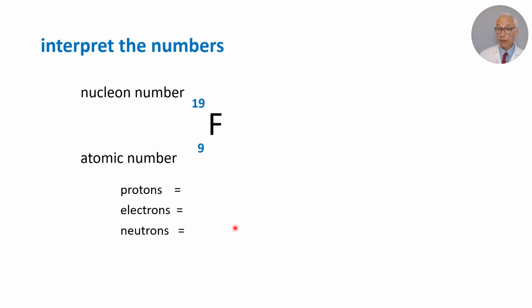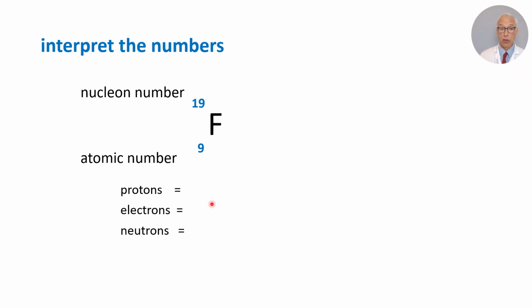So let's also have a go at interpreting mass number and atomic number. So we've got fluorine with a nucleon number of 19, mass number of 19, and an atomic number of 9. How many protons, electrons, and neutrons are there in a fluorine atom? Stop the class, come up with those numbers.